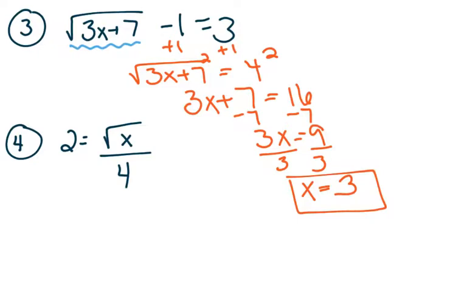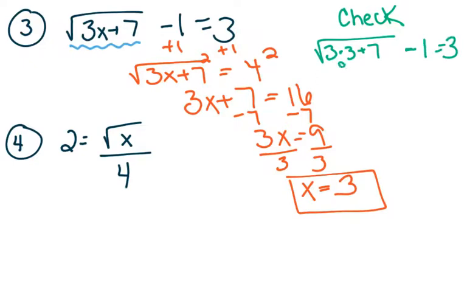Again, you always want to be checking your work, even if it's in your calculator. So if I check this guy, I would have the square root of 3 times 3 plus 7, minus 1, is supposed to give me 3. 3 times 3 is 9. 9 plus 7, okay, that's 16 all underneath the square root sign. The square root of 16 is 4. So now this reads 4 minus 1 is 3. That's true. So it checks.